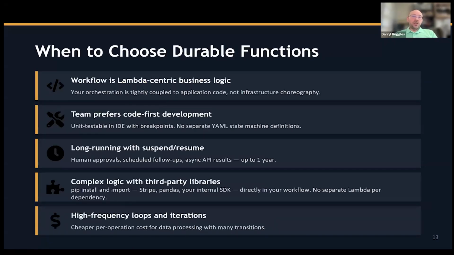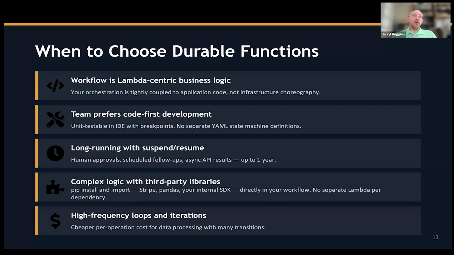On this slide, I'm just talking about some of the signals for when using Durable Functions might make the most sense. If your workflow is mostly Lambda-centric business logic, if you're a code-first team that wants to use standard testing procedures and IDE debugging, Durable Functions are probably where you want to start. If you have many long-running instances where you're suspending and resuming, waiting for human approvals, or calling external APIs, I think Durable Functions are probably a good starting point.